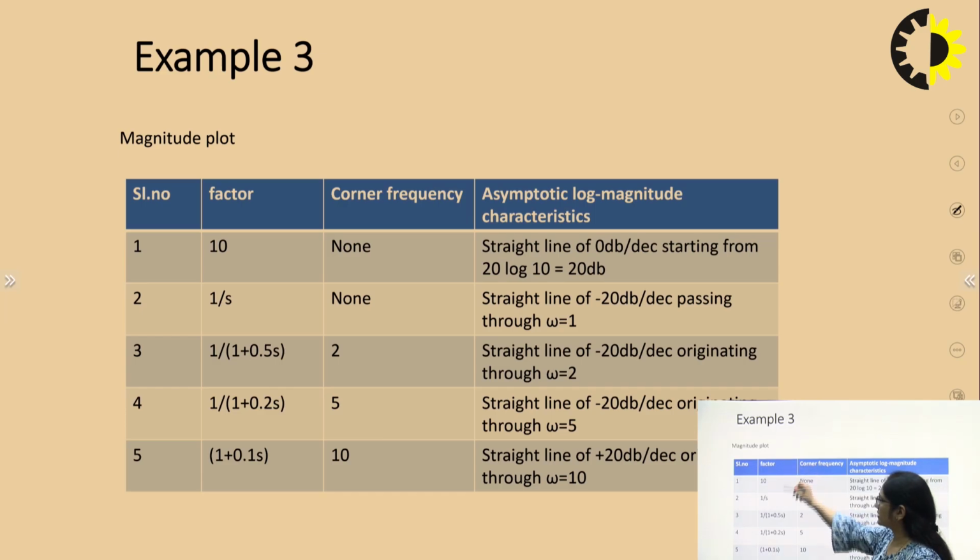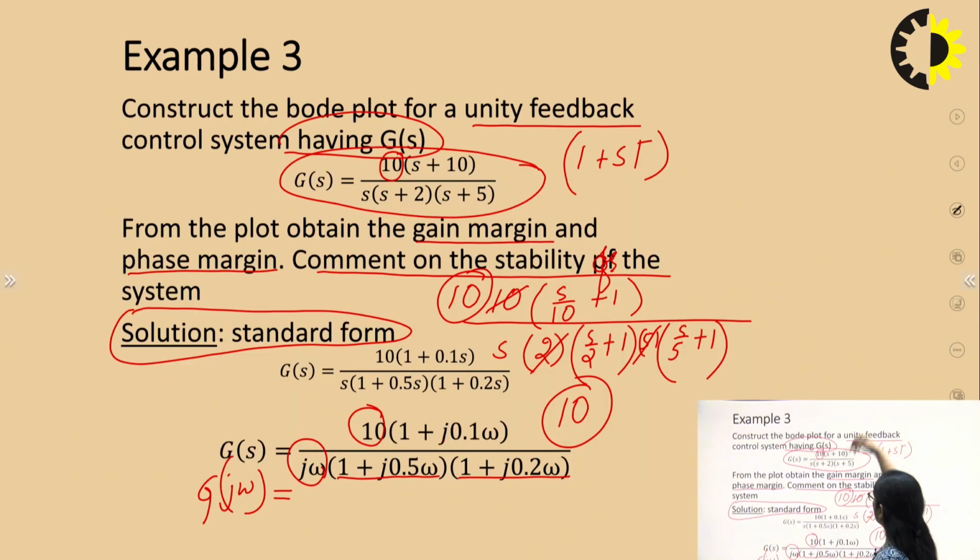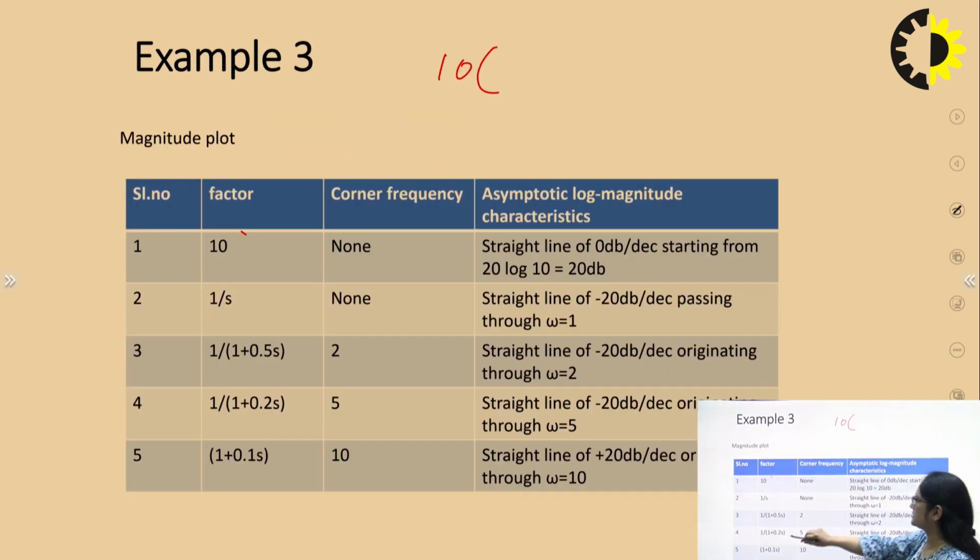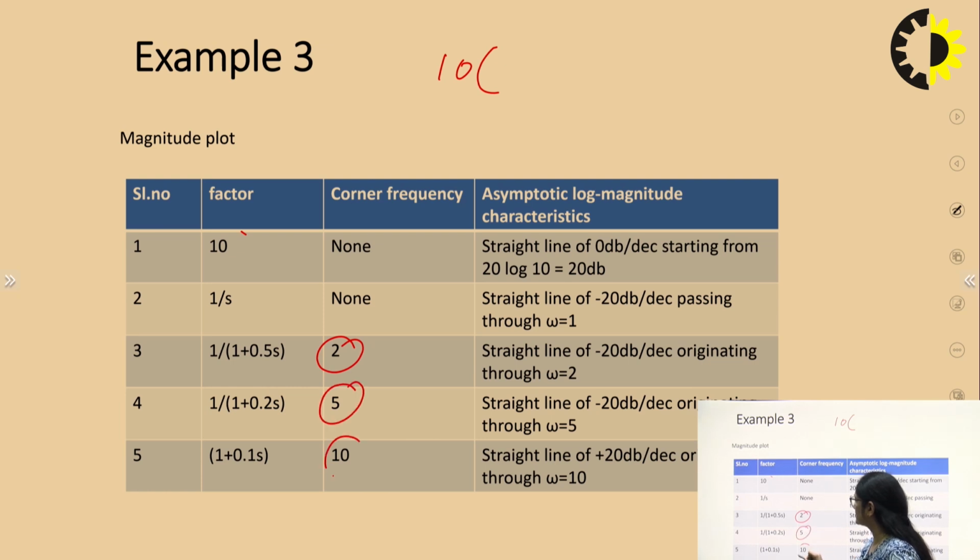So, what are the factors in this? We have a constant 10 in the expression, that is 10 into 1 plus 0.1 s, 1 plus 0.5 s, and 1 plus 0.2 s as the pole. So, we will understand what are the corner frequencies. The lowest frequency is arranged first. So, the lowest frequency is 2, and next is 5 and next is 10.